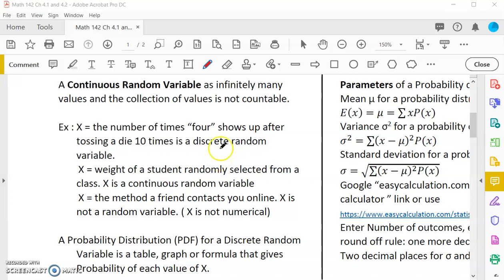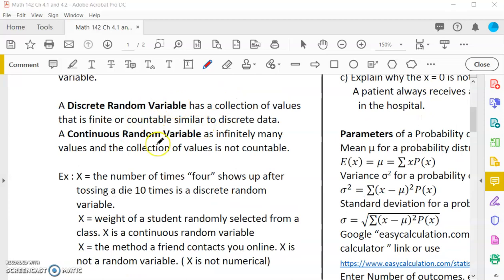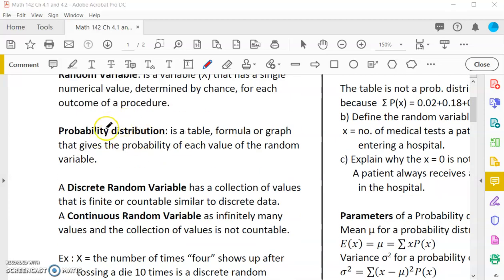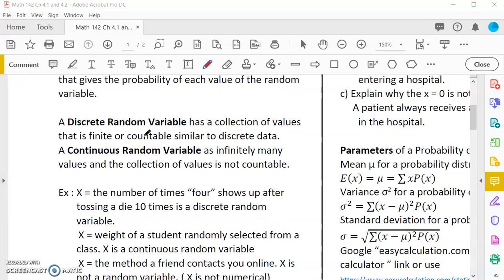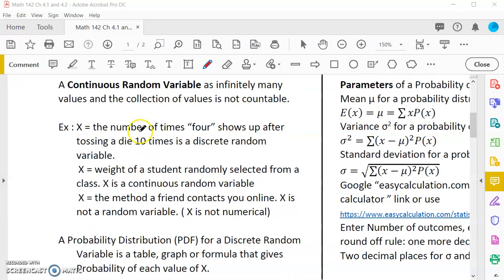Out of all the random variables, we can classify them into discrete random variables and continuous random variables. We'll talk about probability distribution later. For example, the procedure is you toss a die 10 times and look at when a 4 shows up. The number of times that 4 shows up is a discrete random variable.